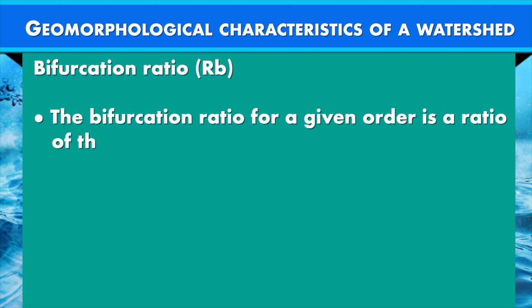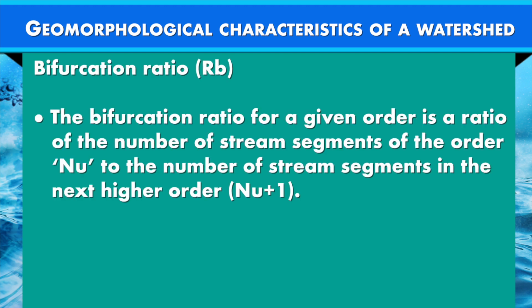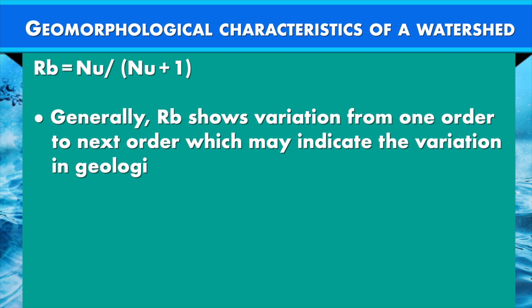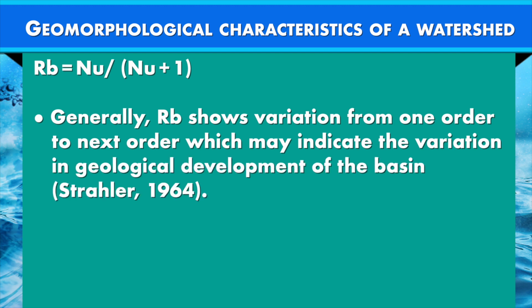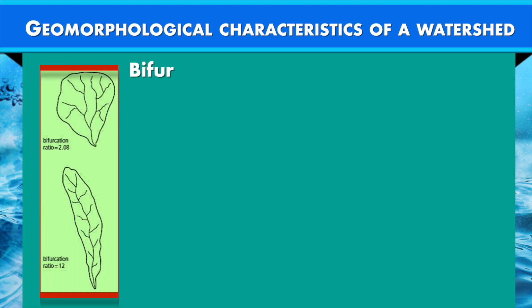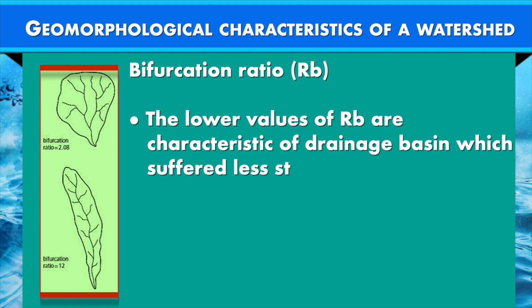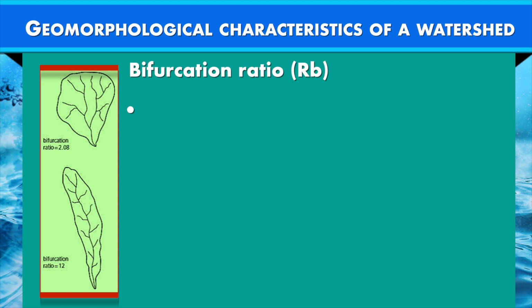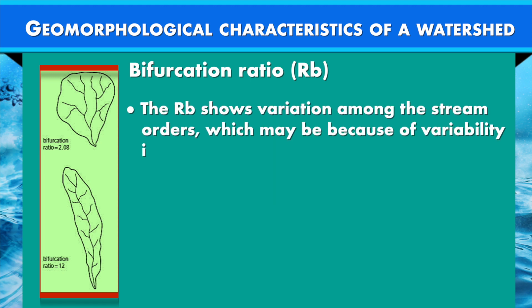The bifurcation ratio for a given order is the ratio of the number of stream segments of the order, that is its stream number, to the number of stream segments in the next higher order. Generally, the bifurcation ratio shows variation from one order to the next, which may indicate variation in the geological development of the basin. Lower values of the bifurcation ratio are characteristic of a drainage basin which suffered less structural disturbances. The variation among the stream orders may be because of variability in the lithology.